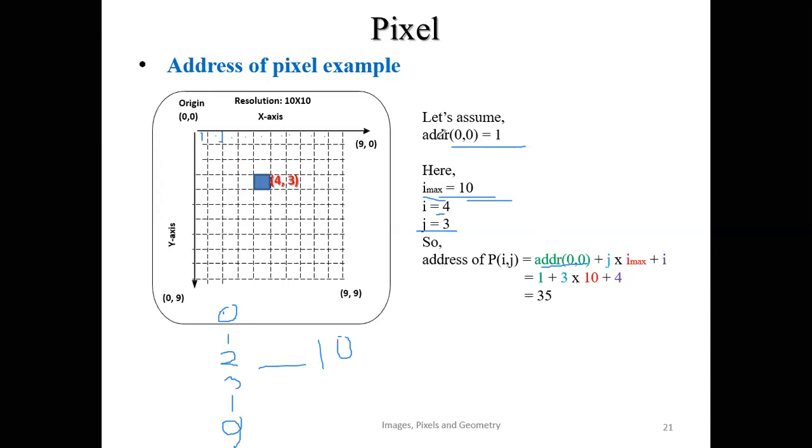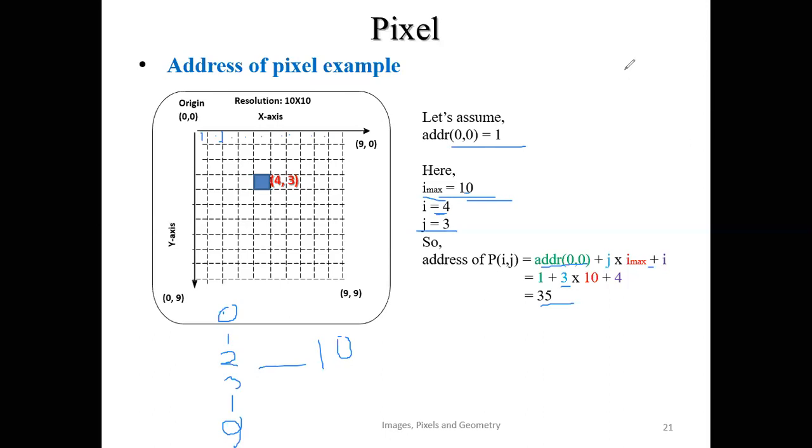As I said before, the origin is (0, 0). That means 1. This is the first pixel. Then what is the value of J? The value of J is 3, so we use 3 here. What is the value of Imax? So multiplied by Imax. The value of Imax is 10. Plus what is the value of I? It's 4. So this is 35. So that means in this monitor, if I want to draw the point (4, 3), I will draw the 35th pixel. And that's how it will remember. We'll see some more examples, don't worry.